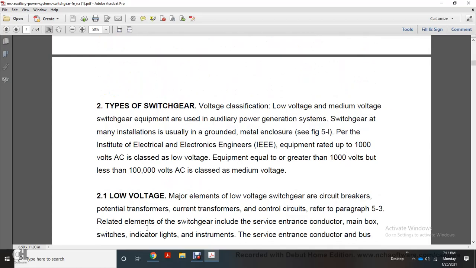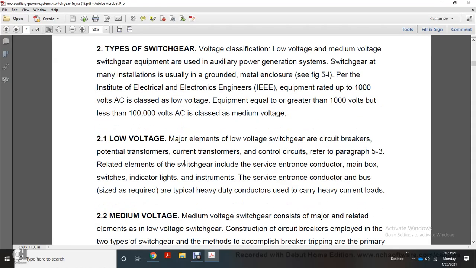Alright, Chapter 2, types of switchgear. Voltage classification: low voltage and medium voltage switchgear equipment as used with auxiliary power systems and generation system switchgear. Many installations usually use grounded metal enclosures per the Institute of Electrical and Electronics Engineers. Equipment rated up to 1000 volts AC is classified as low voltage. Equipment equal to or greater than 1000 volts, but less than 100,000 volts AC, is medium voltage.